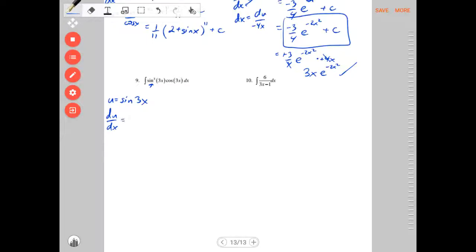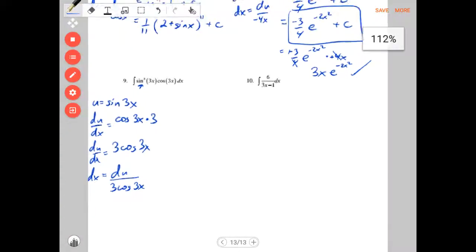The derivative of sine is cosine. So that is cosine 3x times, and then we've got to chain rule out the 3x, right? So chain rule out a 3. So du dx equals 3 cos 3x. Awesome. So then dx equals du over 3 cos 3x. Okay, so putting that in, whoa.